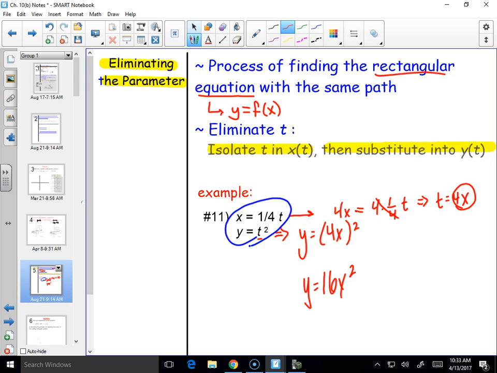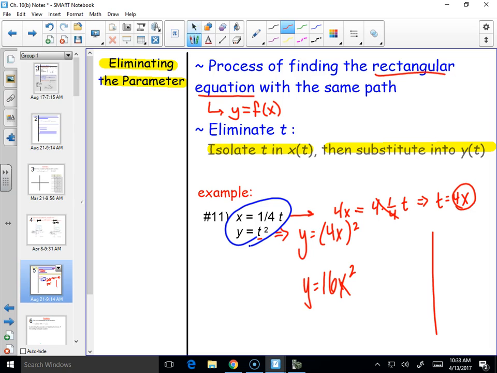So why is that helpful? Well, some of you would have seen the squared and assumed it was a parabola. That wouldn't be necessarily bad. Sometimes you'll be right, but sometimes you'll be wrong. Just because there's a square doesn't always mean it's going to be a parabola. But if we eliminate the parameter and see the parabola, then we know that's the path.